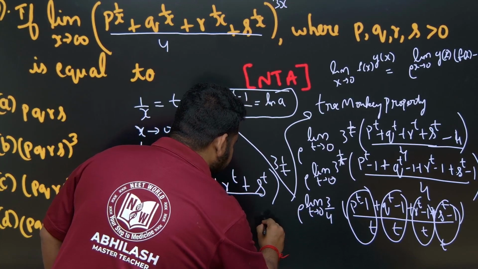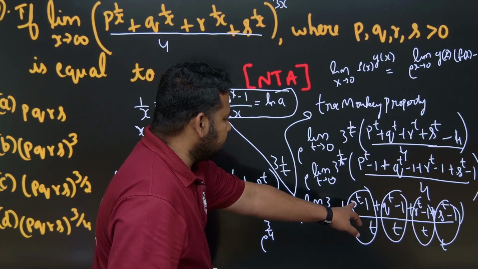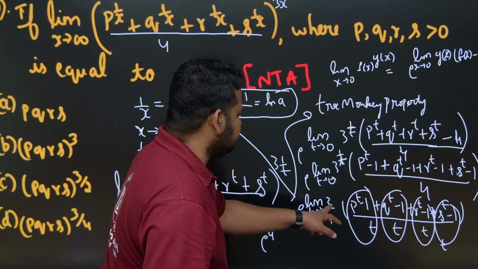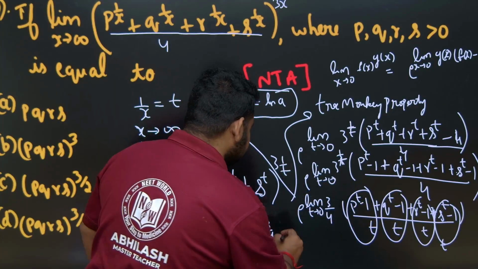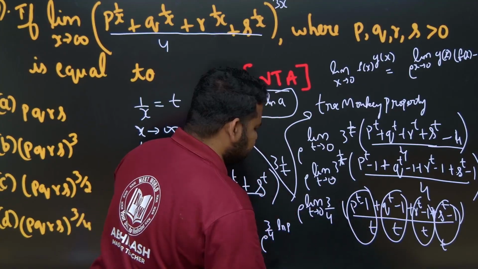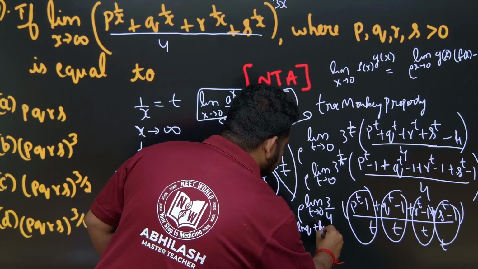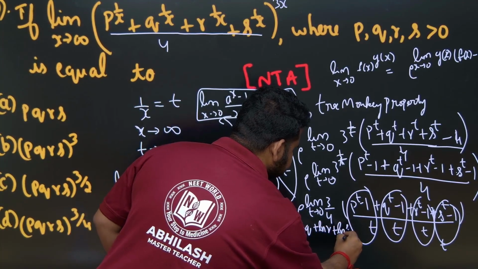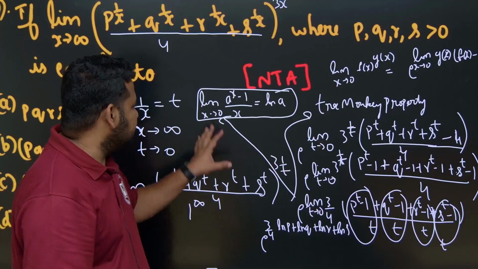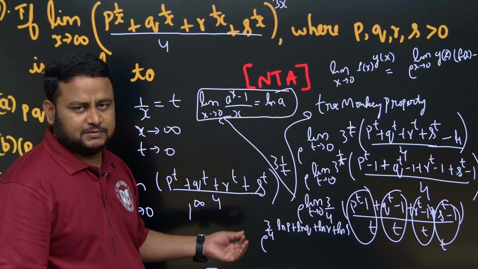E power 3 by 4 into, what is this? Limit p power t minus 1 by t as t tends to 0 is nothing but ln p. Plus ln q plus ln r plus ln s. This is what we have by using this property. So log of a plus log of b plus log of c plus log of d is nothing but log of abcd.